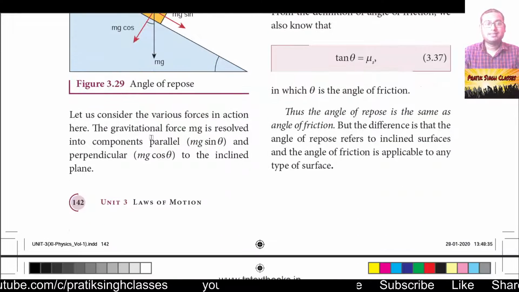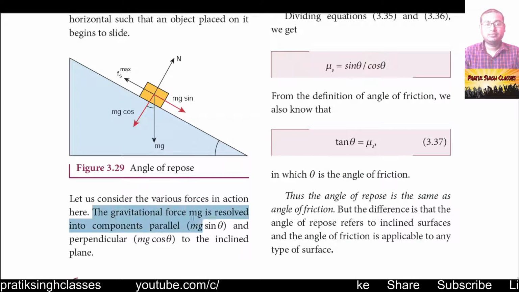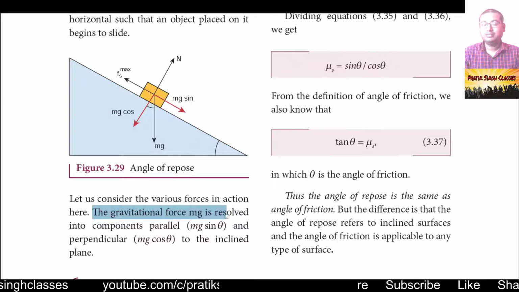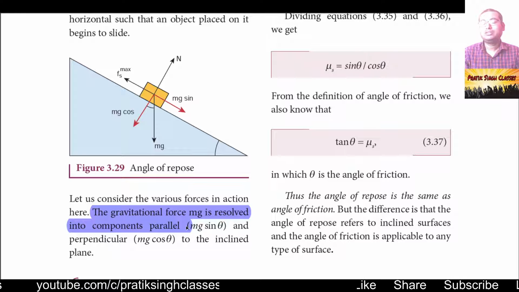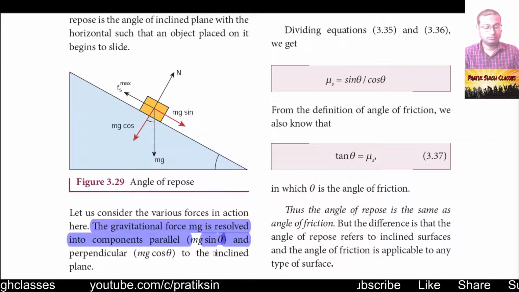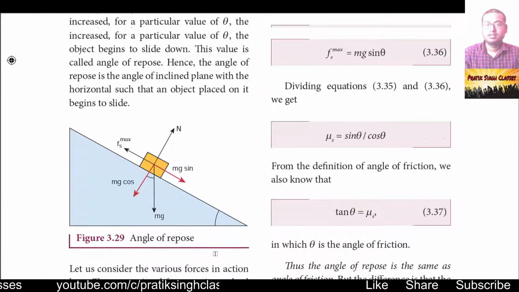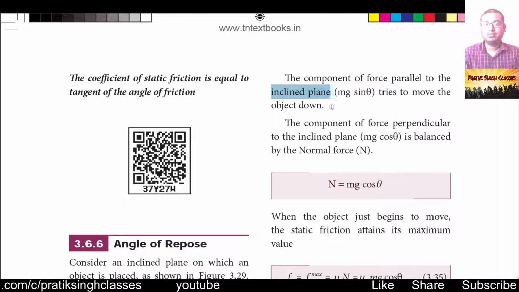Let us consider the various forces acting on this object. The gravitational force mg acts vertically downward and may be resolved into its components, one parallel to the inclined surface and one perpendicular to it. The parallel component is mg sin theta and the perpendicular component is mg cos theta. The component parallel to the inclined plane, mg sin theta, tries to move the object down.